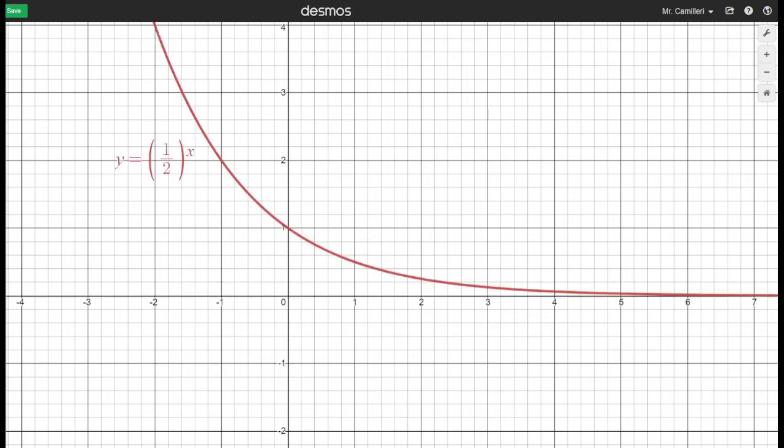So suppose instead of a value that's greater than 1, we use something between 0 and 1 as our base, for example, a half. Then we're getting a curve, which if you compare the two side by side, are actually mirror images of each other.